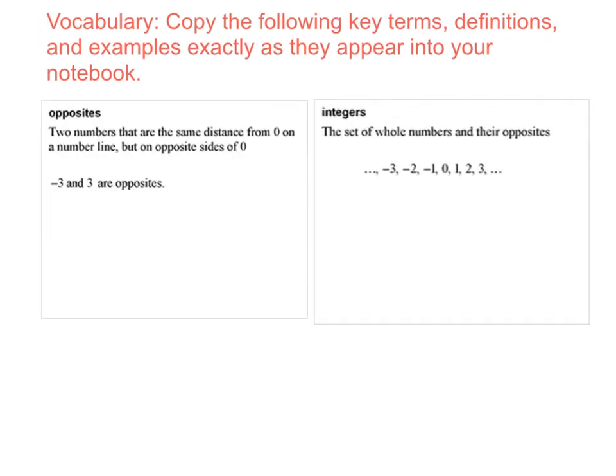Here are some more key terms, definitions, and examples that you need to copy into your notebook. Opposites are two numbers that are the same distance from 0 on a number line, but on opposite sides of 0. Integers are the set of whole numbers and their opposites.